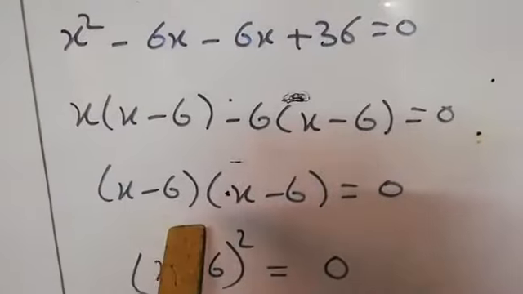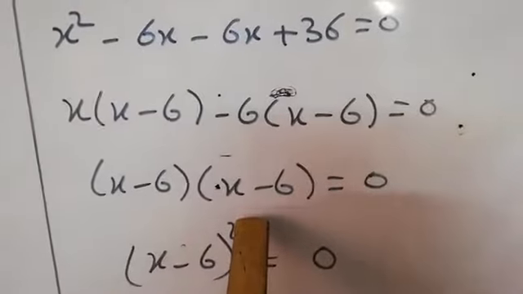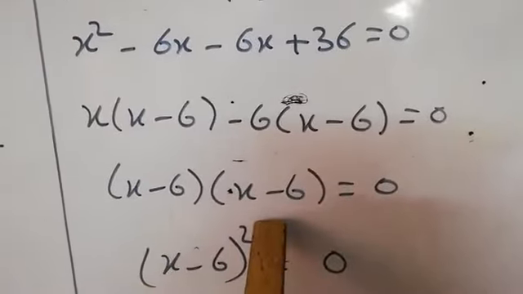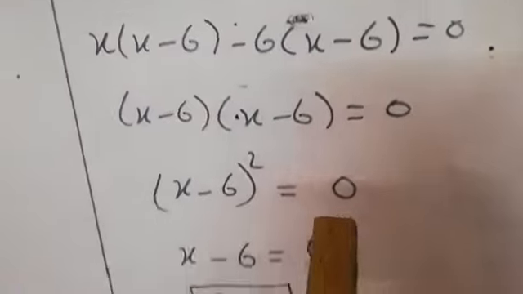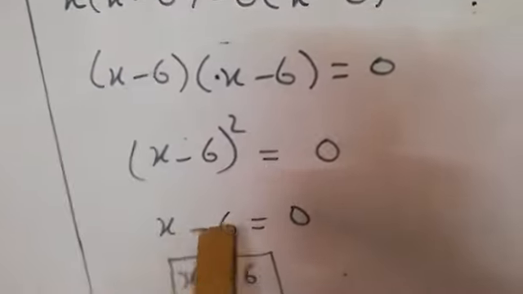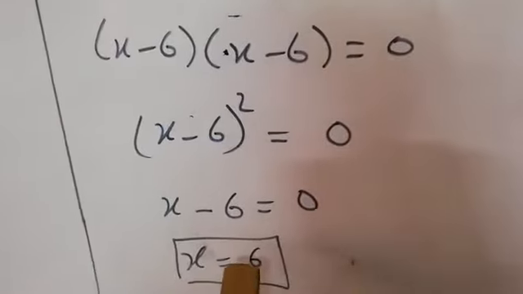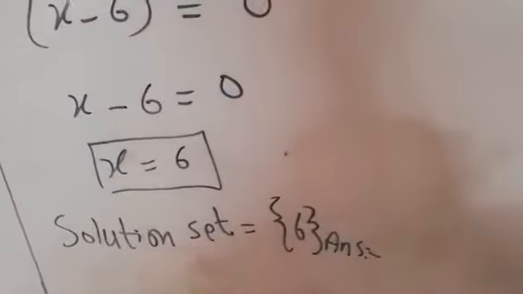x minus 6 is common, so both values are the same and they are multiplying with each other. So we will write this in the form of a square. When we remove the square by using the square root, we will get x minus 6 is equal to 0. So the value of x is equal to 6. This is the solution set.